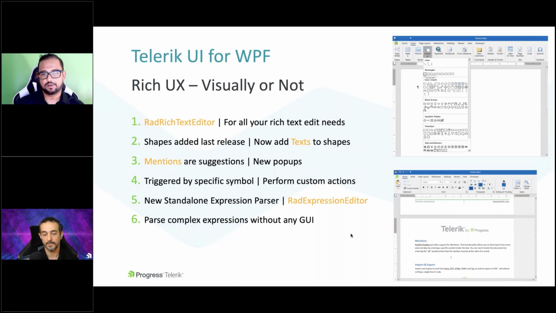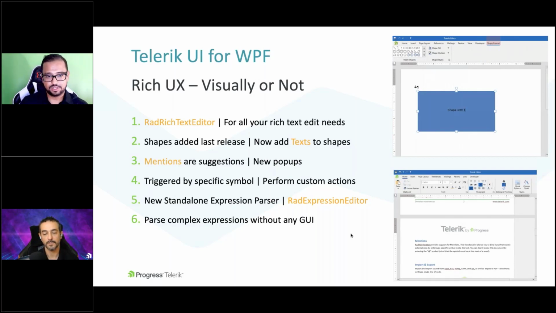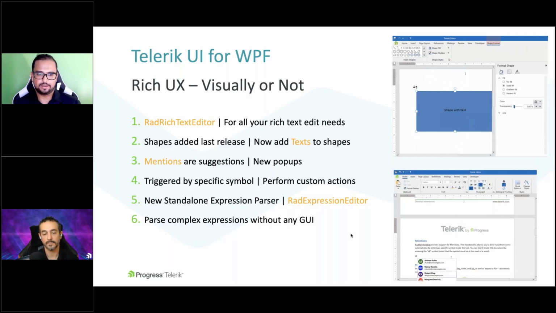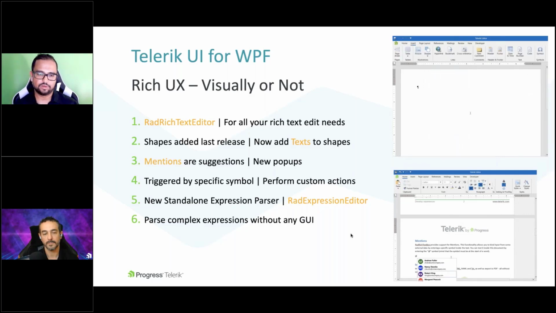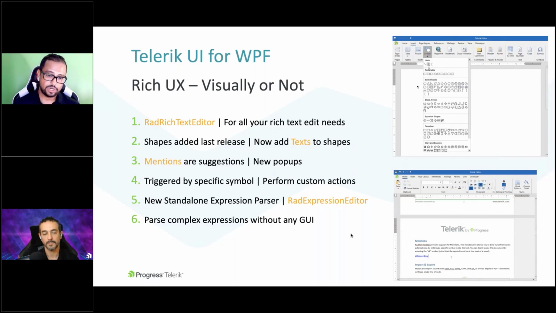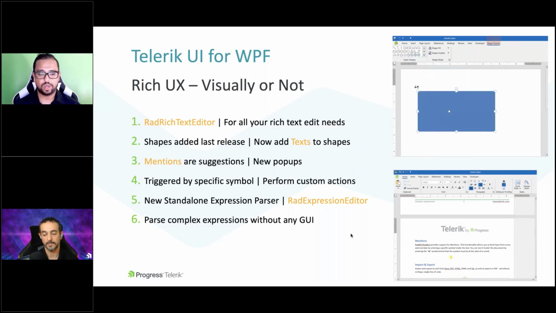And a few more things. The rich text editor, like we saw with Xamarin, also keeps getting more updates and love here. We did shapes last release, but now we can do text within the shapes. And mentions is a cool thing. So you can trigger pop-ups based on whatever the user is typing in and take extra actions. Like you can have them choose between a list of suggestions and be able to trigger that pop-up based on whatever they're typing. The RAD expression editor is a way for you to parse expressions without actually showing much of the UI.